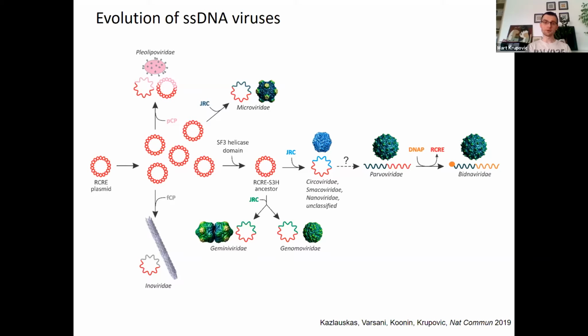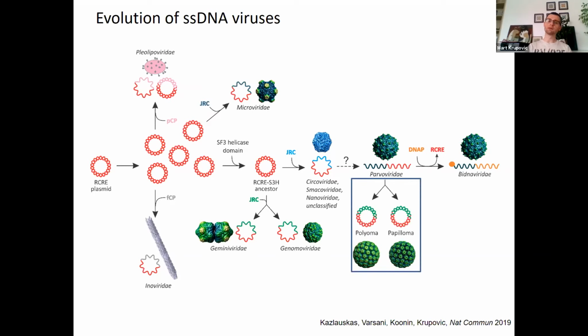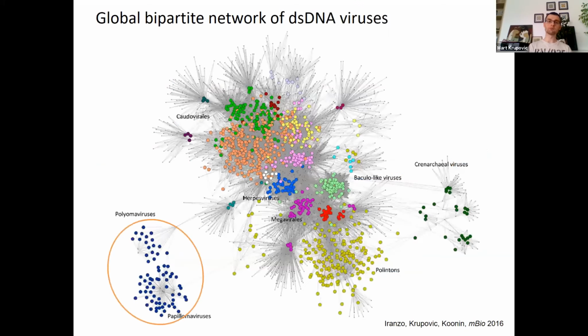Another interesting observation which we made in this study is that small double-stranded DNA viruses of the polyoma and papillomaviridae families apparently have also evolved from the midst of the diversity of single-stranded DNA viruses. This is also clear in the bipartite network analysis, which you see here, where polyoma and papilloma viruses form a separate supermodule, which is barely connected to the rest of the double-stranded DNA virosphere.